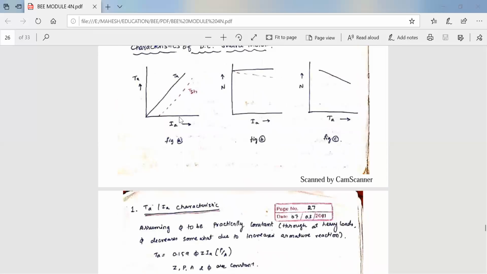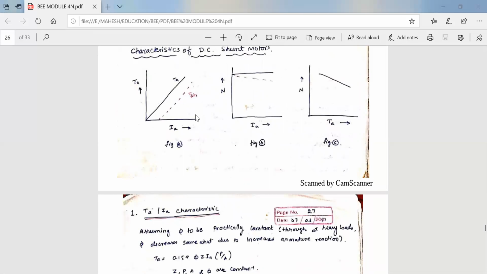Here the first figure indicates the variation of Ta with respect to Ia. Here we have considered both the armature torque and the shaft torque, and the second indicates the variation of speed with respect to Ia. This straight line indicates the synchronous speed, that is Ns, and the third one is the variation of speed with respect to Ta. First we'll see the variation of armature torque with respect to Ia.